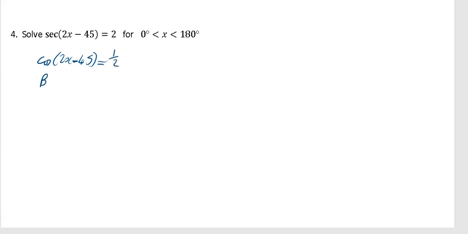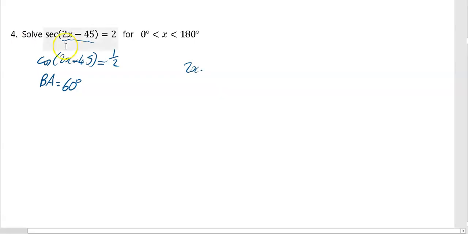And if you do your basic angle, so your BA, so cos to the minus 1 of a half, you're going to get 60 degrees. Okay, we also have got to sort out the range. The angle here is 2x minus 45. So I'm going to change my range to the middle bit of that inequality, I should say, which goes to 2x minus 45.